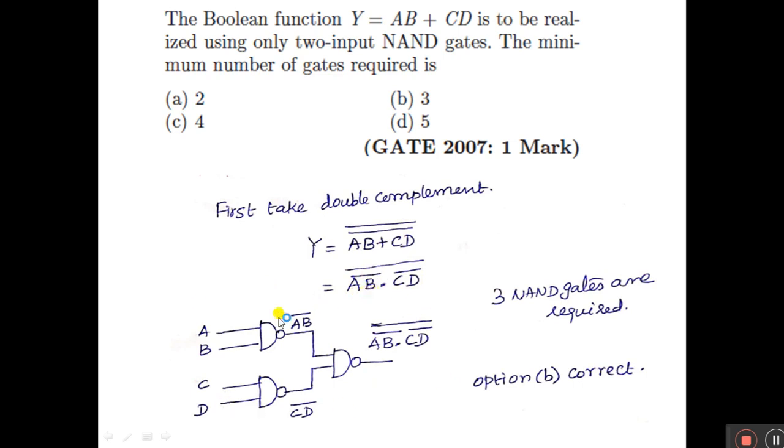Right? So now implement this one using NAND gate. Take input AB. The output of this NAND gate is AB whole bar. Similarly, take the input CD. Using this NAND gate, we can get CD bar. By combining these two and applying one more NAND gate, we get the complement of these two: AB bar dot CD bar whole bar. So the given expression y equal to AB plus CD can be implemented with the help of three NAND gates. So option B is correct one.